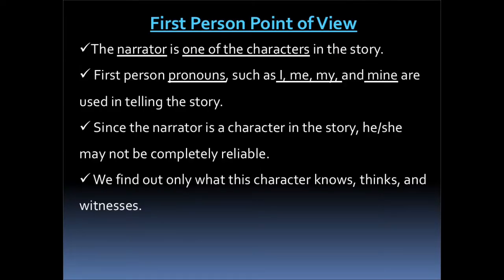The first one is the first person point of view, where the narrator is one of the characters. We just worked with this when we read The Circuit. First person pronouns are used, so you see I and me and my and mine. The narrator is the character in the story and may not be completely reliable. We find out only what this character knows, thinks, and witnesses. So everything comes from the narrator, from that character.